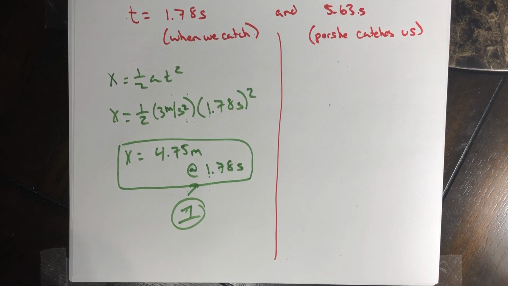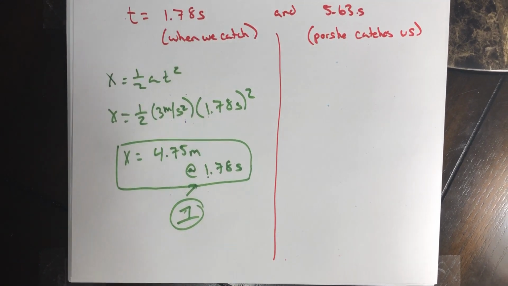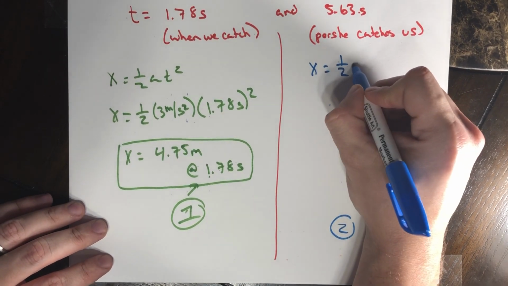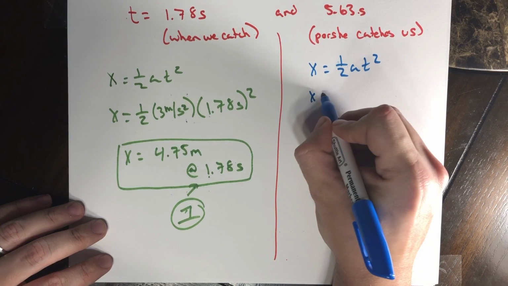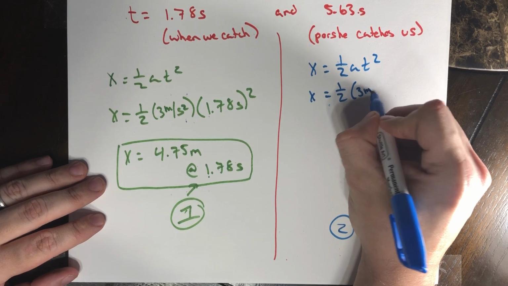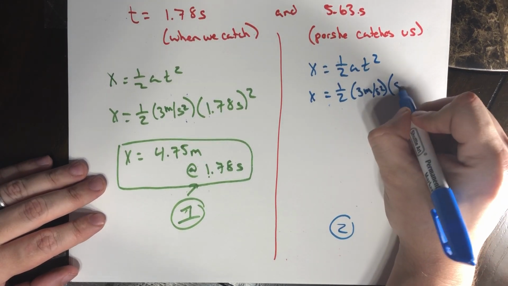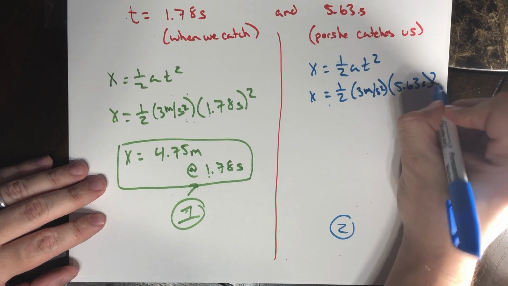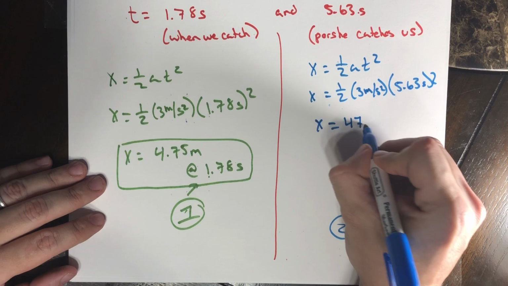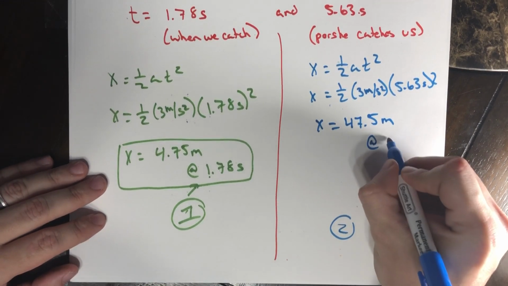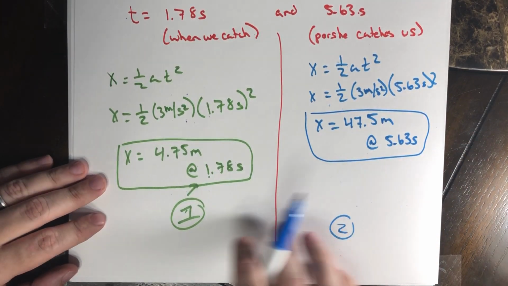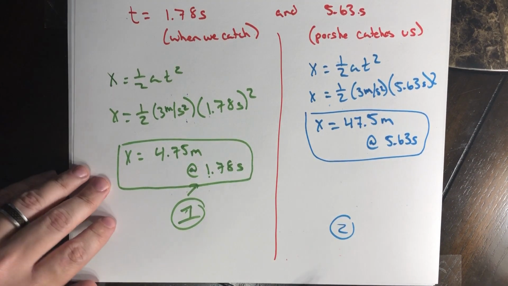We'll do the exact same thing, use the exact same equation to do part 2. So this is going to be part 2. Same equation, it doesn't matter which one we use, we'll use a simpler one if we can. So we're going to plug it in, we're going to 1/2 3 meters per second squared times our new time, 5.63 seconds squared, and we get a new position, 47.5 meters. So then again, that's at 5.63 seconds. Okay. So again, this is when we catch the Porsche, and that's when the Porsche catches us.